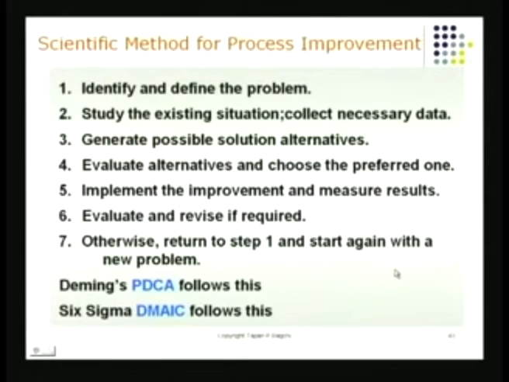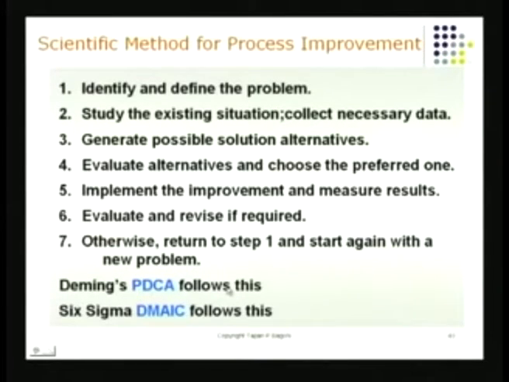There is, of course, the scientific way of managing process, which is listed out. You identify and define the problem, you study the existing solution, you generate possible solutions, evaluate the alternatives and choose the preferred one, you implement the improvement that you have thought about, and measure the results, evaluate and revise if required. That's like your old PDCA. Otherwise, you return to step 1 and start again.